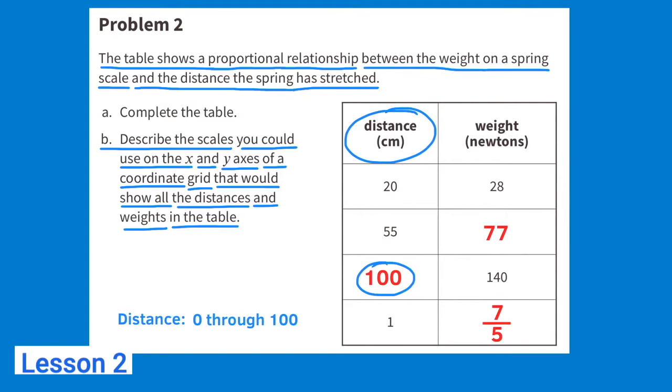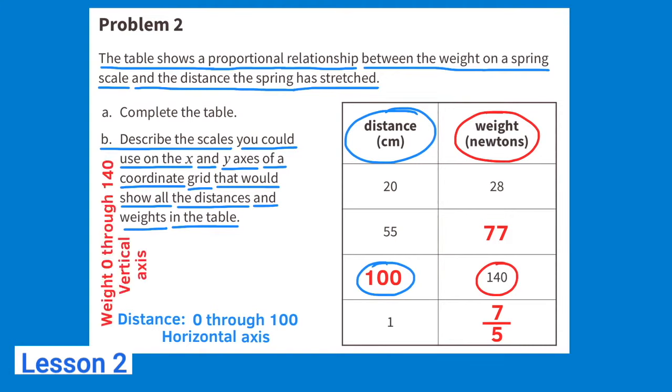And the distance would be my horizontal axis, or my x-axis. And I'd have to make sure my graph was tall enough that I could represent up to 140 newtons in the weight category. Weight would be represented as my vertical axis or my y-axis.